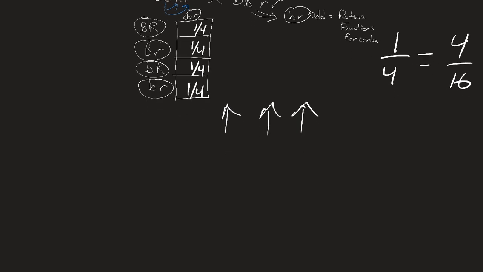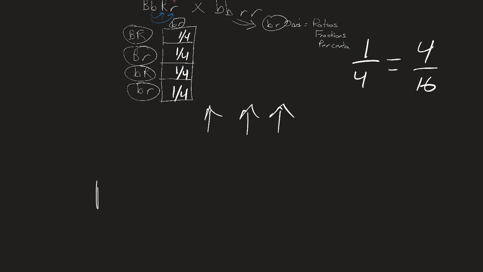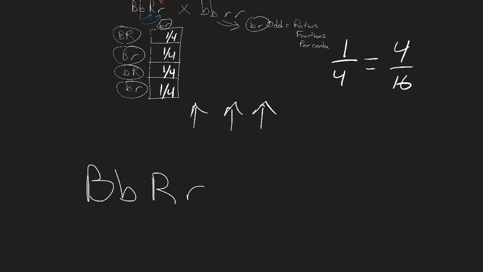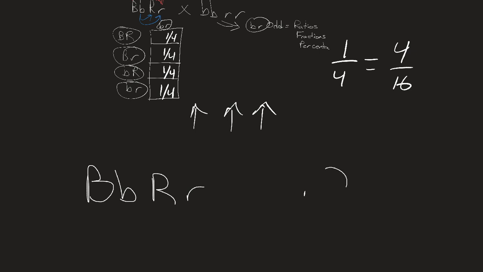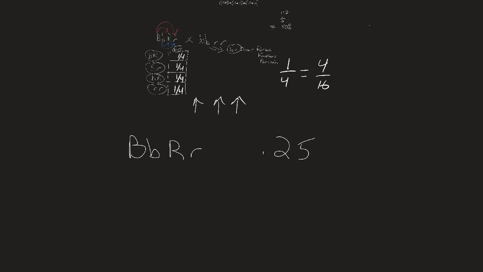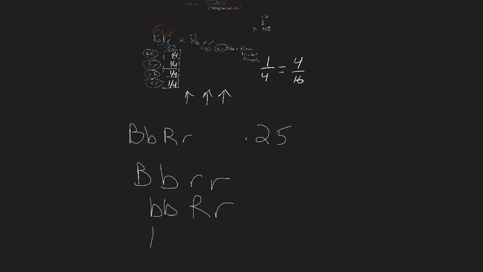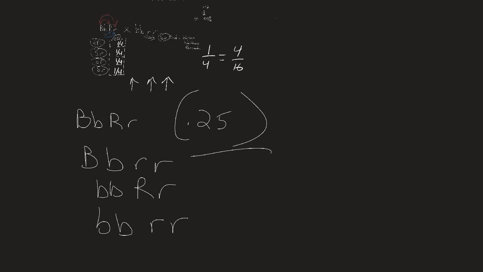So if you're going to say, what are the odds of getting big B, big R, little r, we know it's 1/4. That's it. It's 0.25 for every genotype. The odds of getting big B, little r, little b, big R, little r, and little b, little r are all 25%, or 0.25, or 1/4, or whatever you want to say.